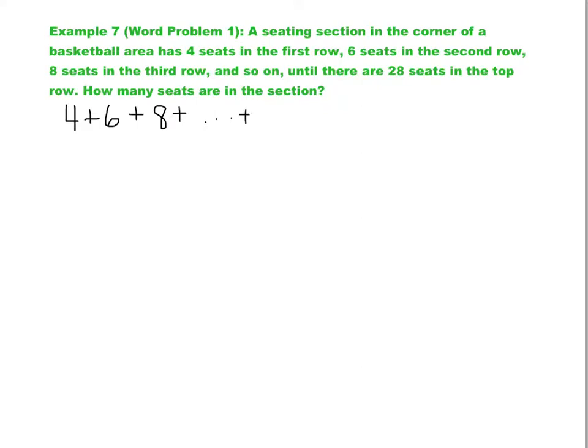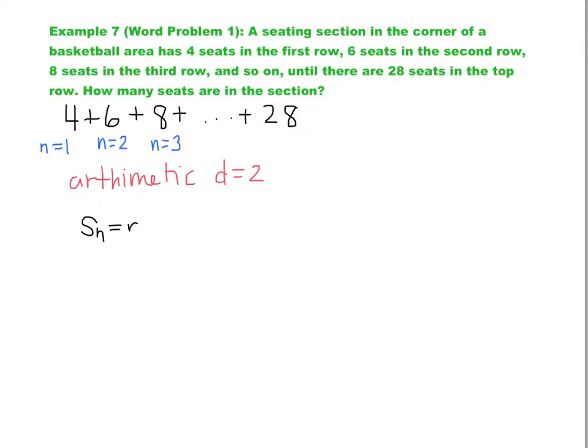Now we know that it's going to end with 28 seats in the top row. So this is our first term, n is 1. This is our second term, or our second row of seating. This is our third. And we can also tell that this is an arithmetic series. We can see that there's a common difference of 2 between the terms. So what we're really trying to figure out is a sum, but the question is sum up until what, right? So it's our Sn equals n times T1 plus Tn all over 2.